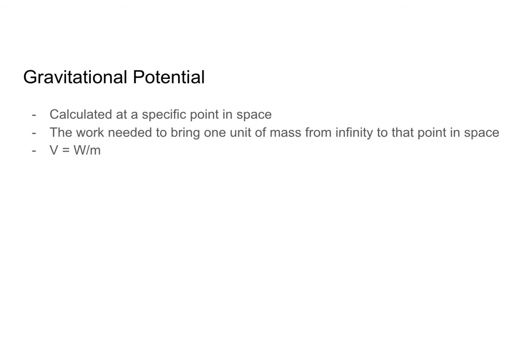So the gravitational potential is calculated at a specific point in space. So the gravitational potential on the top of Mount Everest is going to be different than the gravitational potential here at sea level, which will be different than the gravitational potential calculated out in orbit. And we define the gravitational potential as the amount of work needed to bring 1 unit of mass, usually 1 kilogram, from infinity to that point in space.